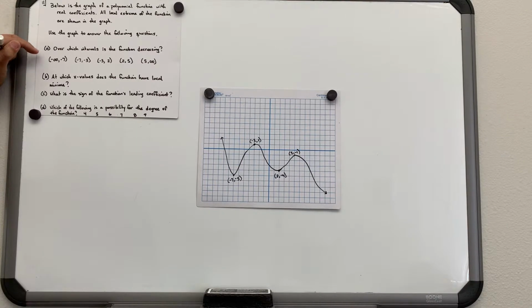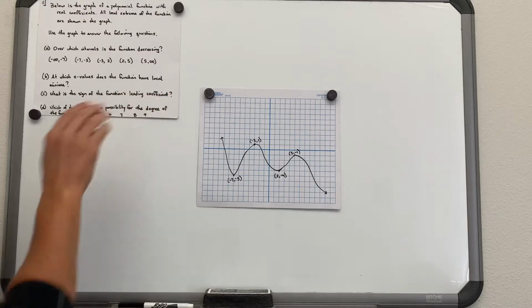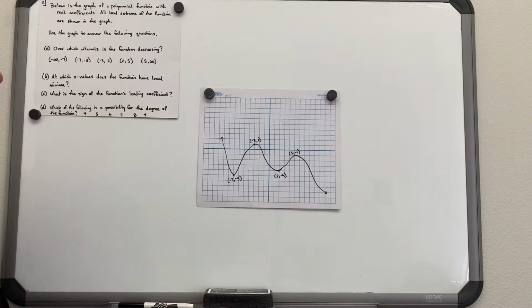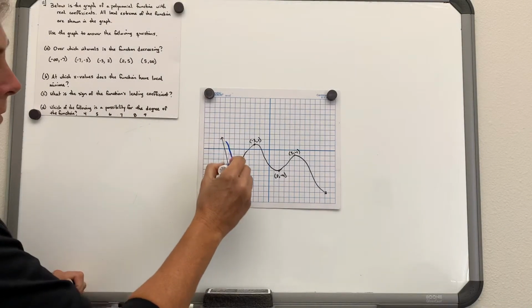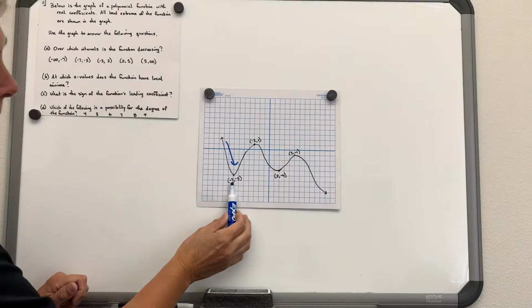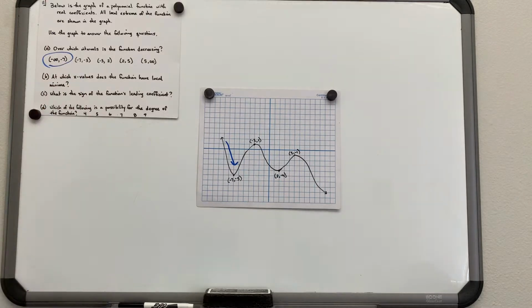Over which intervals is the function decreasing? So decreasing means as you are reading from left to right that you're going down. So I'm going down here, which is negative infinity to negative 7. So they use the x coordinate to write that interval. Notice that it's always going to have parentheses for increasing and decreasing.